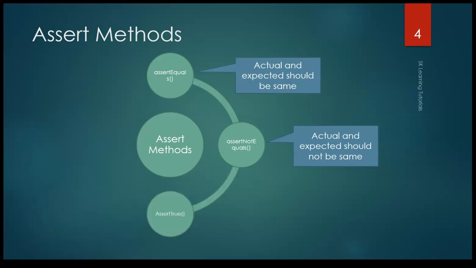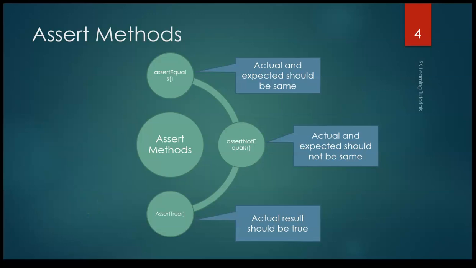Now let's move to the next method, which is assert true. In the case of assert true, you have to specify one condition which must return a Boolean value. If the Boolean value is true, then the assertion passes and the test case is marked as passed. And if the Boolean value is false, then the assertion fails and the test case is marked as failed.